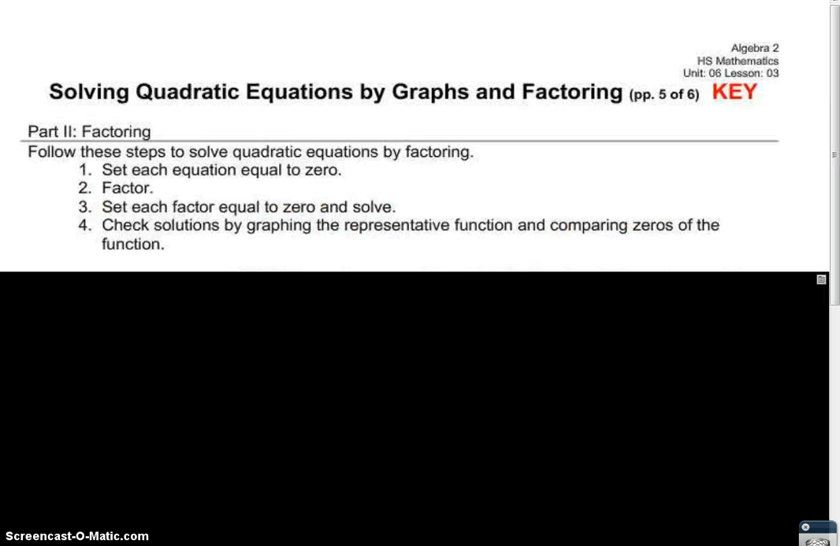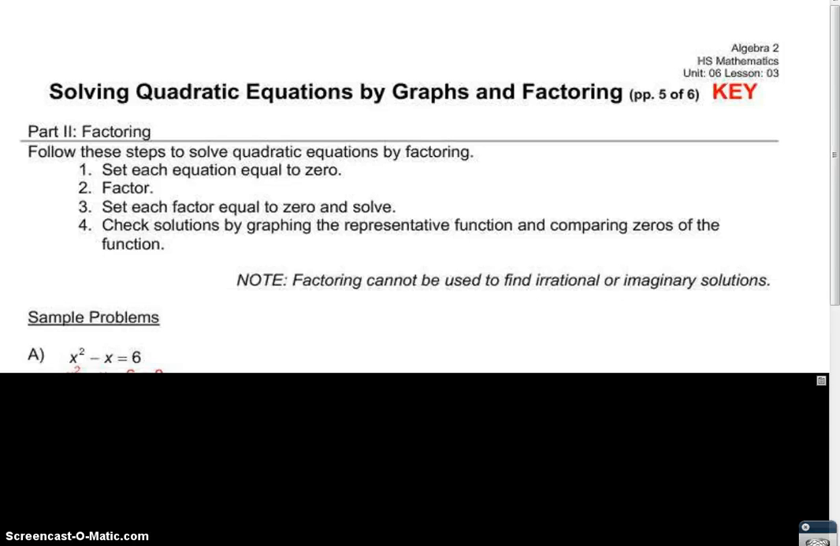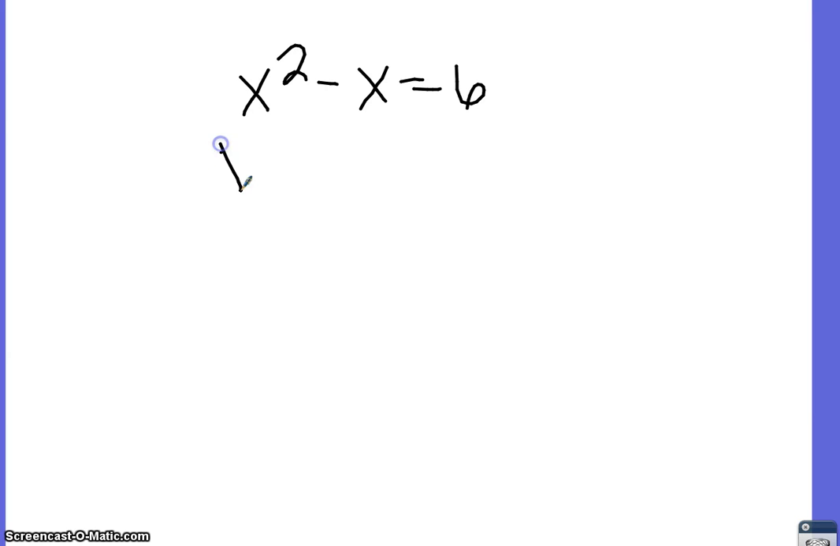Part 2 says I'm going to follow these steps to solve the equation by factoring. We're going to set the equation equal to 0, factor, set each factor equal to 0 and solve. And we'll check the solution by graphing. So let's look at sample problem A. Sample problem A says x squared minus x is equal to 6. So let's work this problem out. In order for my equation to work, I have to have everything equal to 0. So I need to subtract 6 from both sides and have it equal to 0.